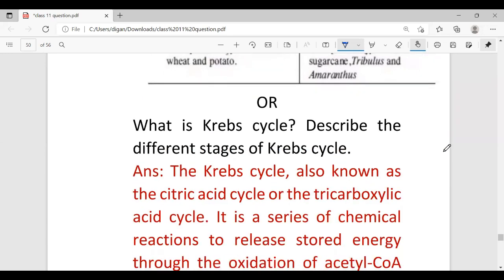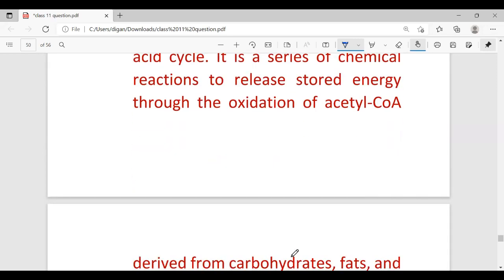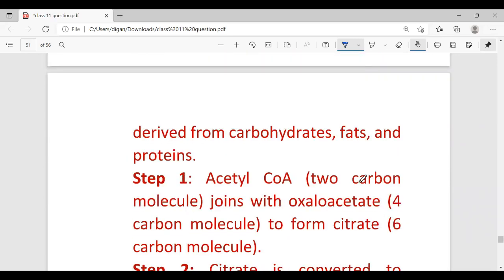Then the last question: what is the Krebs cycle? Describe the different stages of the Krebs cycle. This also I have already explained in my previous video. So the Krebs cycle is also known as the citric acid cycle or tricarboxylic acid cycle. Means the Krebs cycle has another 2 names also. It is a series of chemical reactions to release stored energy through the oxidation of acetyl coenzyme A derived from carbohydrates, fats, and proteins. And these are the steps.